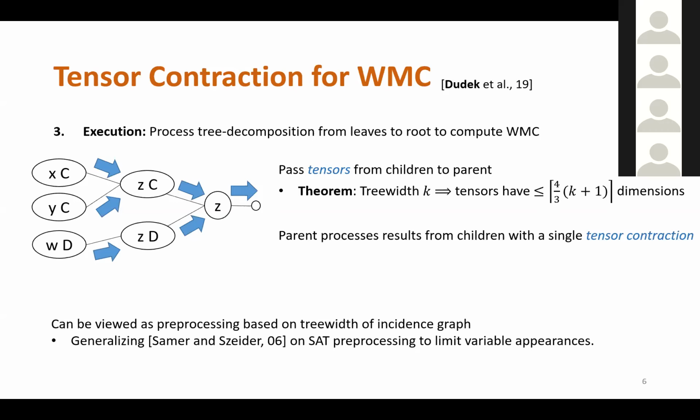I'm not going to get into it here, but there's an interesting view of this algorithm as pre-processing based on the tree width of the incidence graph, which actually generalizes some earlier work by Samer and Szeider on SAT pre-processing to limit the number of variable appearances. I encourage you to read the paper we put out last year if you're interested in that relation. So this was the algorithm we presented, and there's a corresponding implementation.